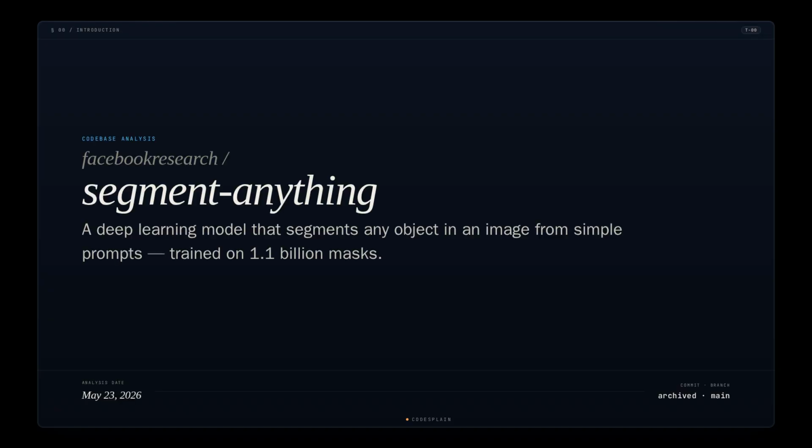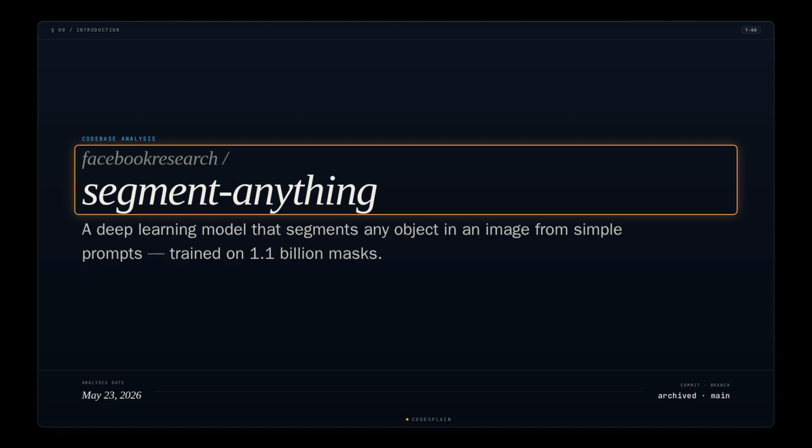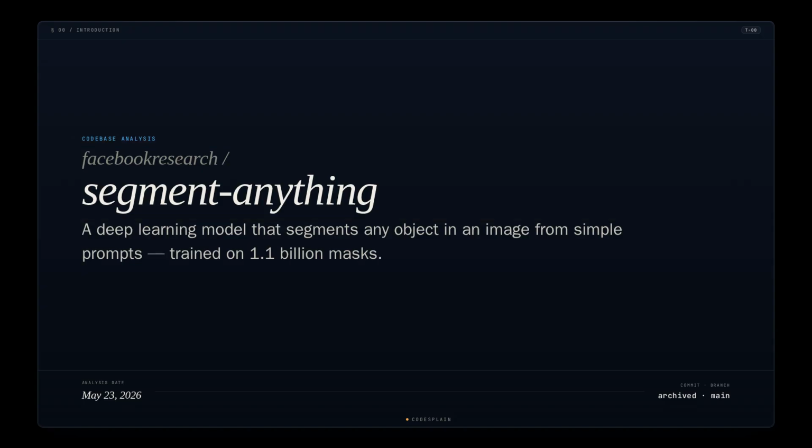Welcome. Today we're exploring Segment Anything, or SAM, a research project from Meta that makes cutting out objects from images as easy as clicking on them. Let's dive in. SAM is a deep learning model that lets you segment any object in an image by clicking on it, drawing a box around it, or automatically finding all objects. Think of it like Photoshop's magic wand, but trained on over 1 billion masks.